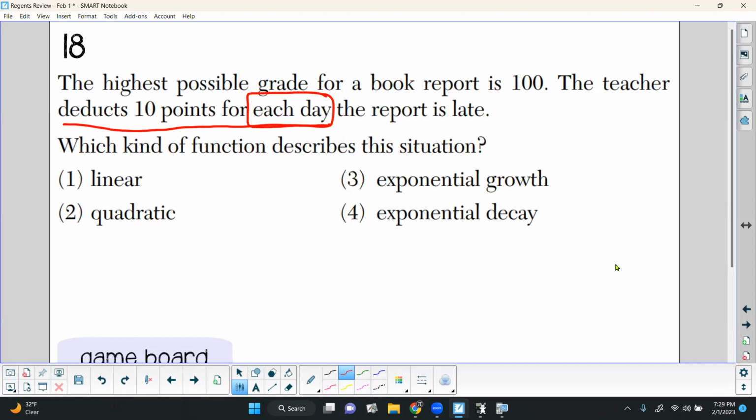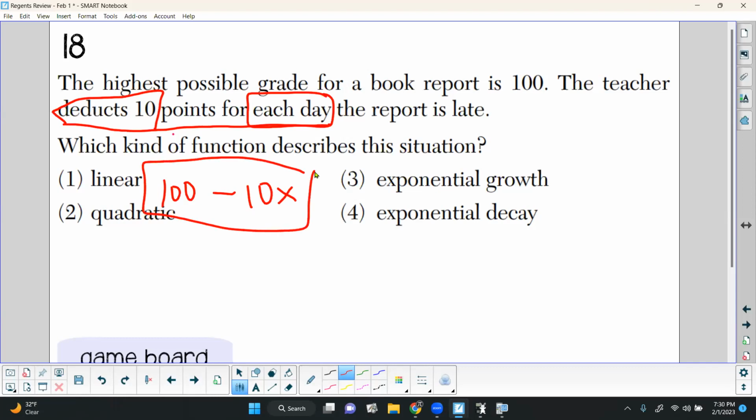So let's talk about this. To deduct 10 points means to minus 10. And if you minus 10 per day, then that means the deduction is 100 possible points, right? That's the max. That's your initial value. Everybody starts with a grade of 100, and then you minus 10 points each day. And this right here is linear. This is linear because it's the same amount of change each time. Minus 10, minus 10, minus 10.